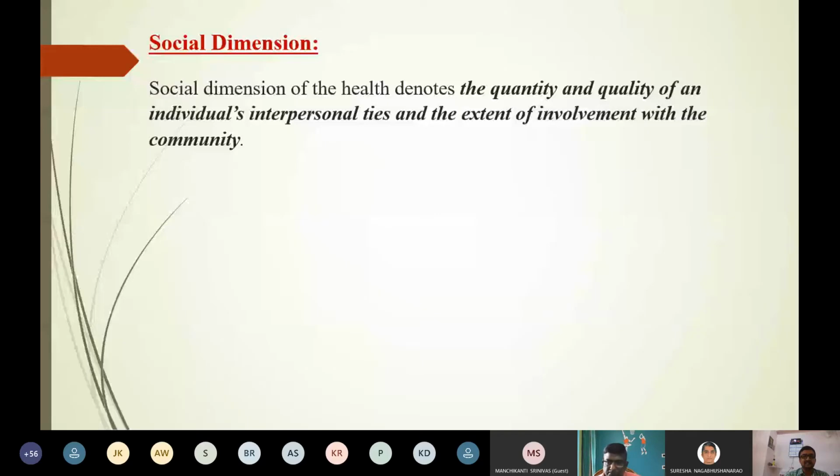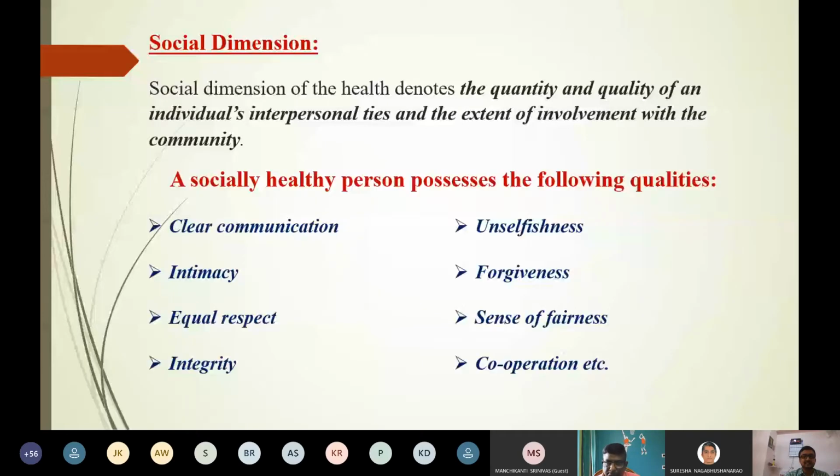So a socially healthy person possesses the following qualities: clear communication. He is a very good communicator. He will not have any uncertainty in whatever he is saying. And then intimacy, because he will always have no enmity with anybody. Always he will have that feeling of friendliness, that group behavior will always be there. Equal respect, which is a very important aspect in our life. We always try to stand out, that yes, I am, that ego has to go. But a socially balanced person never goes with that I, which always converts to we.